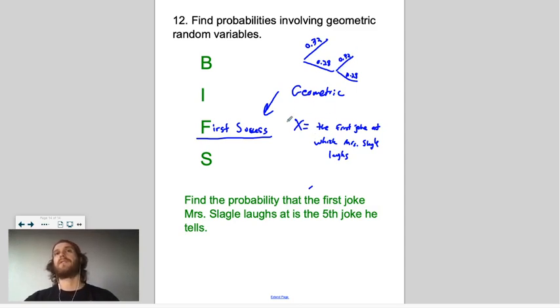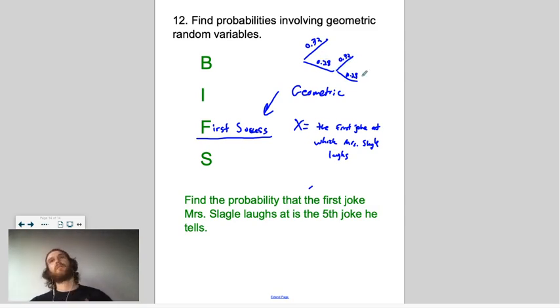So x can take on a value. How many jokes could it take? In theory, she could never laugh at one of my jokes ever again, and that's quite plausible. That could happen.